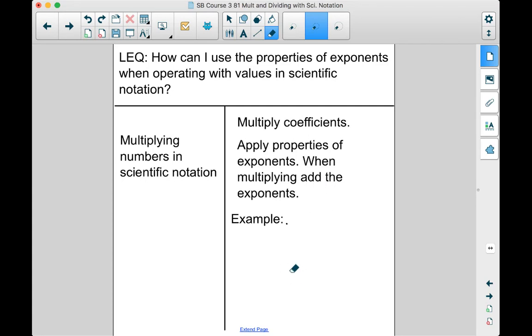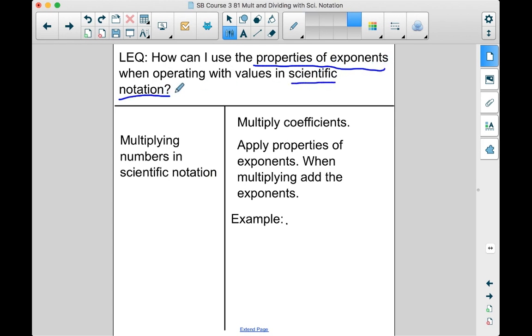Okay, so now we're going to jump into our next LEQ and take time right now to go ahead and get this LEQ written down. I want to point out a couple things within this LEQ. First thing is that you already have learned the properties of exponents. You've also learned scientific notation.